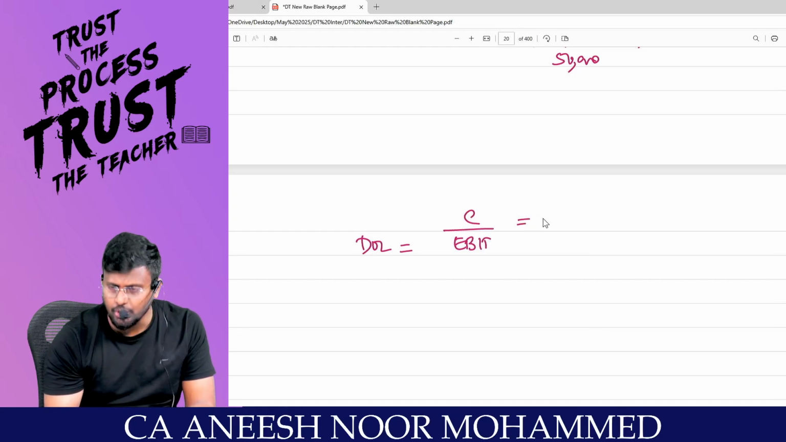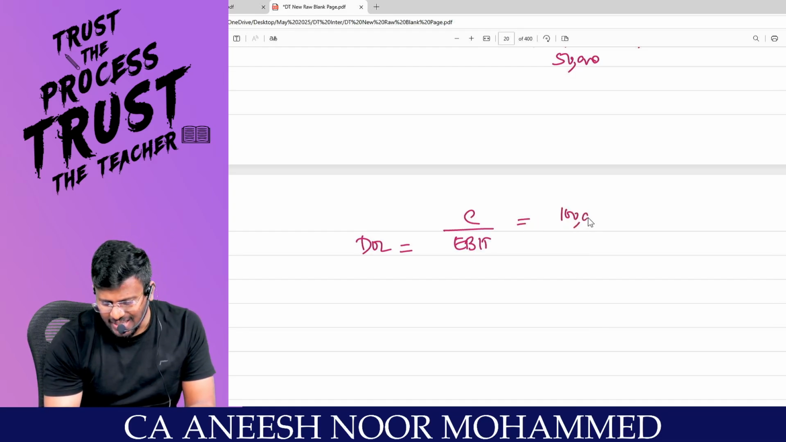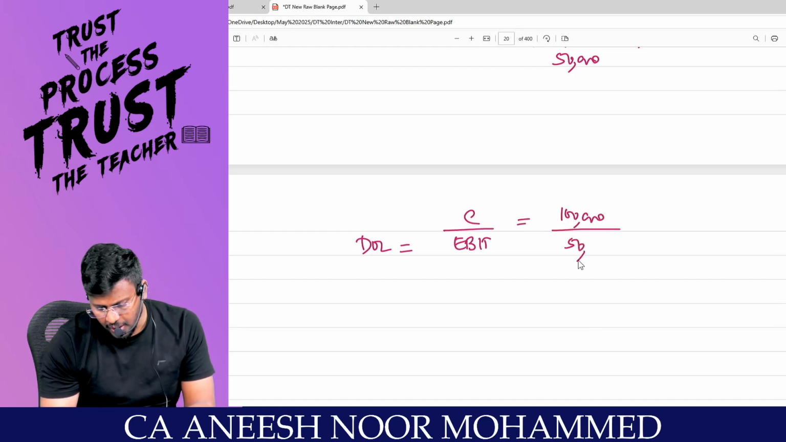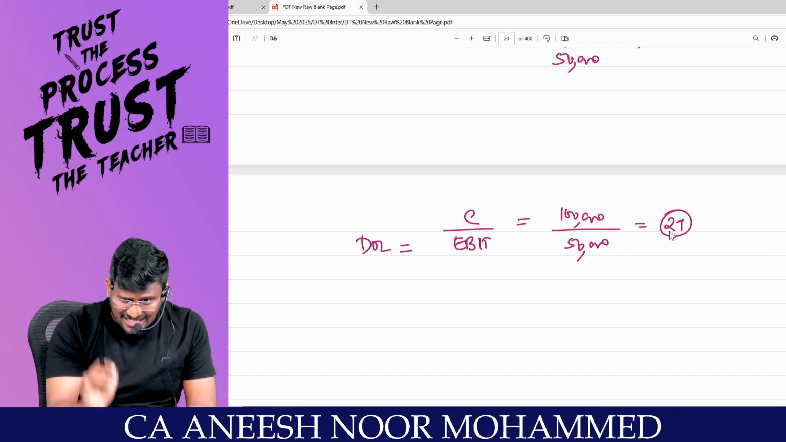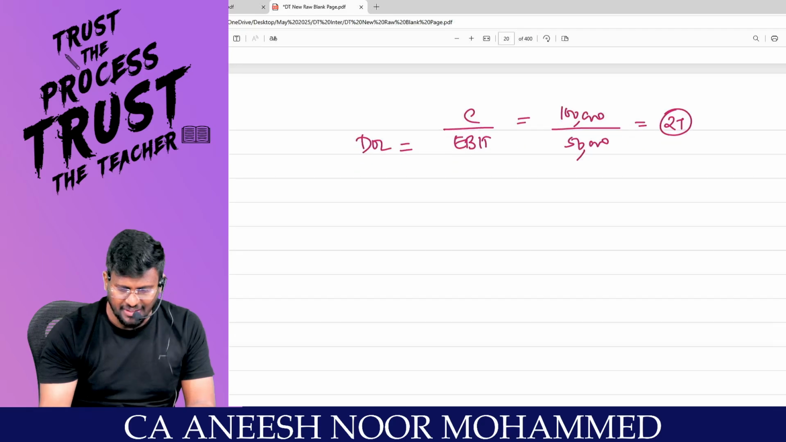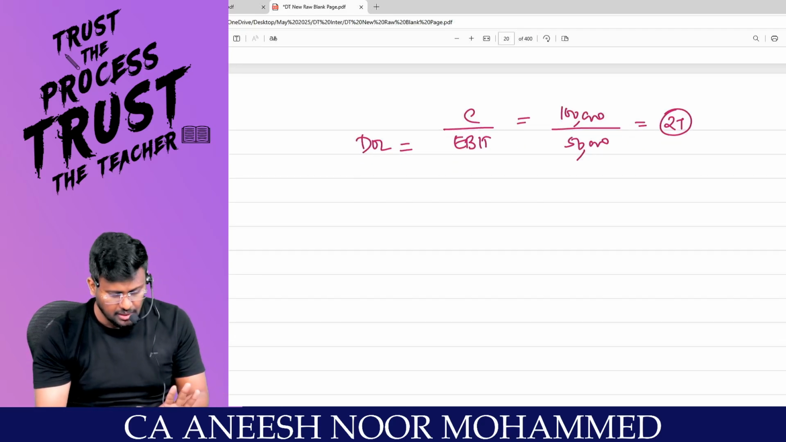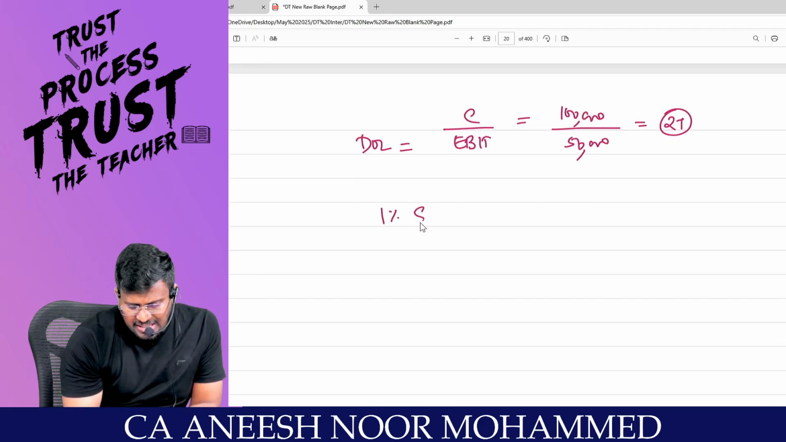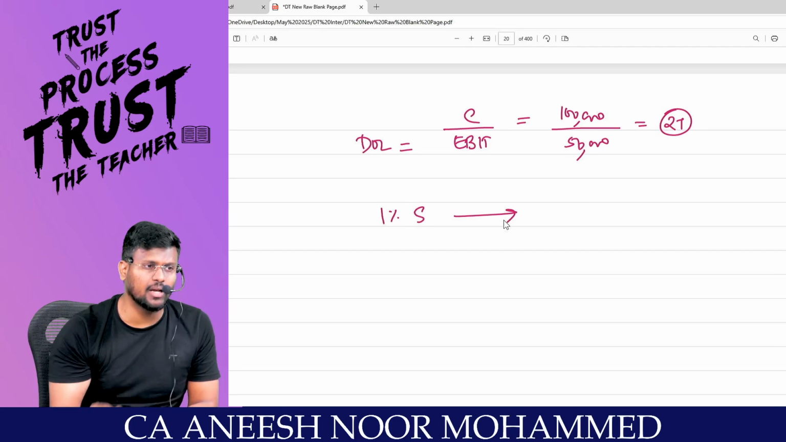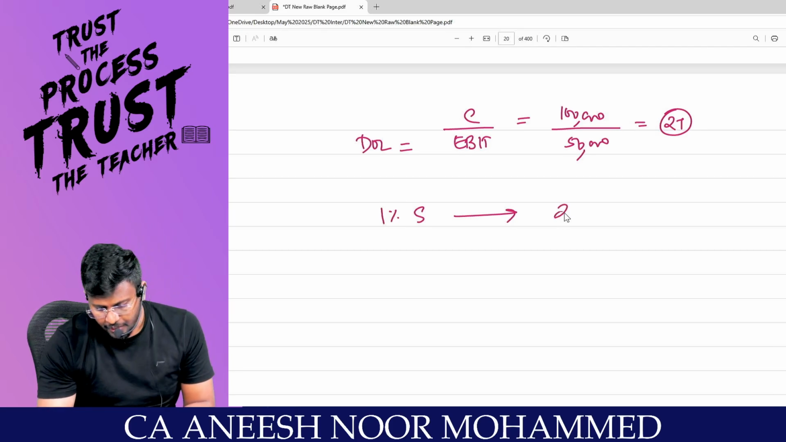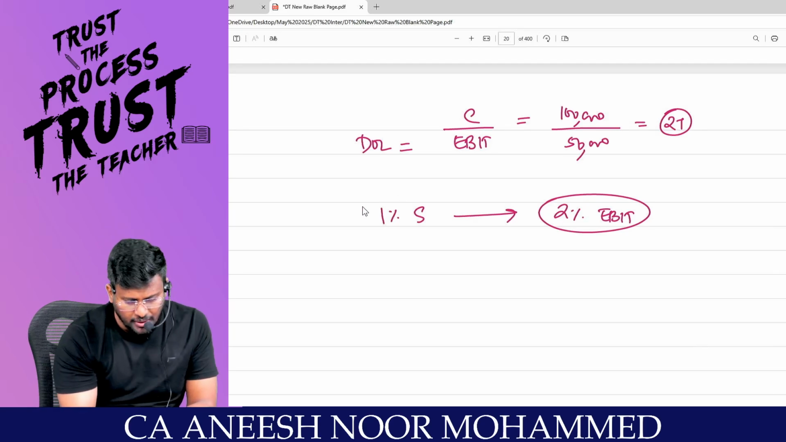What is the contribution? 1 lakh. What is the EBIT? 50,000. Is equal to how much time? If you get the answer as 2 times, it means 1% change in sales will lead to 2% change in EBIT. Tell me. Will lead to 2% change in what?